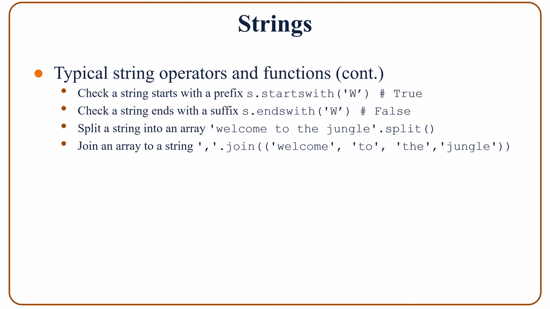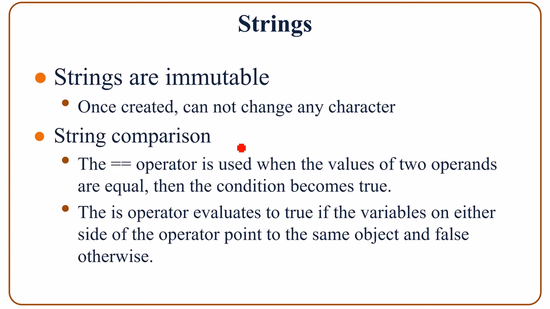So if we write the string of a comma and then the join method and give it a tuple or an array, this would give us a string "welcome to the jungle", but with commas in between the words. And if we want to have a space between the words, then instead of the comma we use a space right here in order to join the words together. And as said before, strings are immutable, so once created, you cannot change any character.